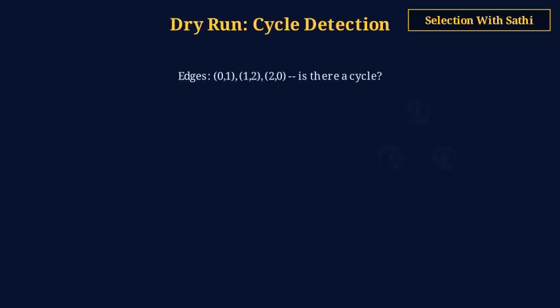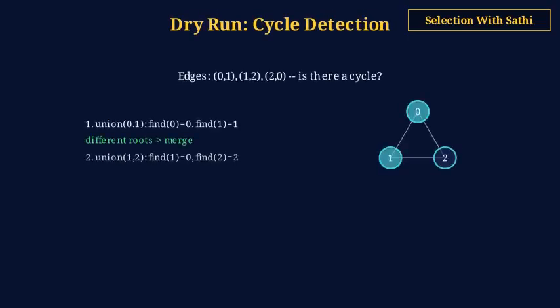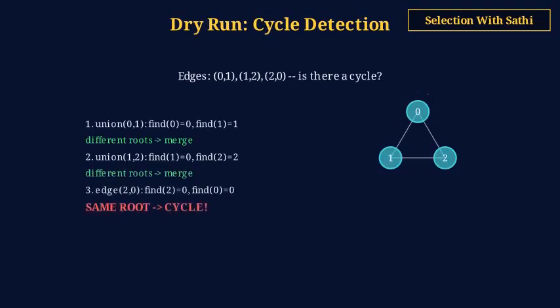Let us count connected components in a graph with 8 nodes. Edges 0 to 1, 1 to 2, 3 to 4, 5 to 6, 6 to 7. After union 0 to 1, nodes 0 and 1 merge. After union 1 to 2, node 2 joins the set of 0 and 1. After union 3 to 4, nodes 3 and 4 form their own component. After union 5 to 6 and 6 to 7, nodes 5, 6, 7 merge into one component.